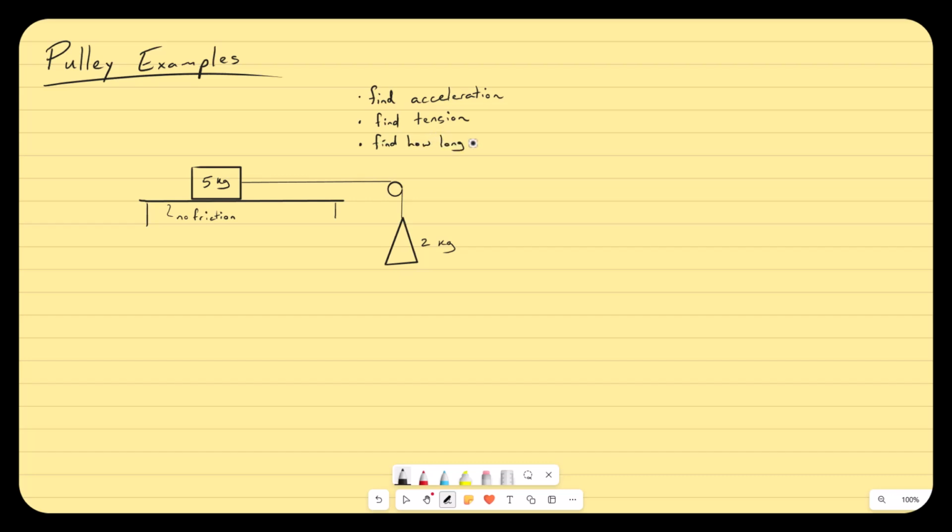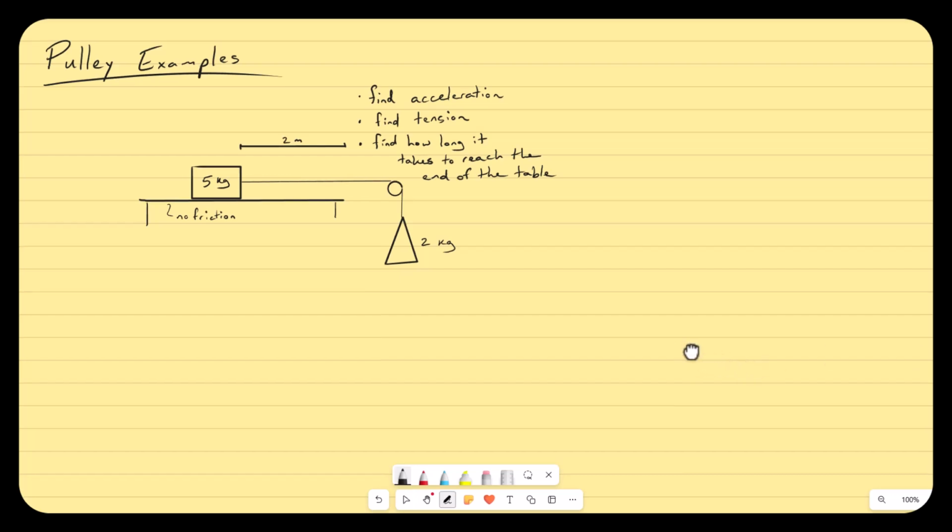find how long it takes to reach the end of the table. Which means we need to know where the end of the table is. So we will say from here to here, that's the end of the table, can be 2 meters. There's our setup. Let's get moving.